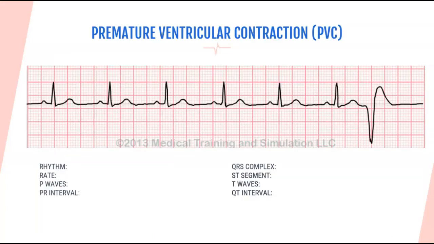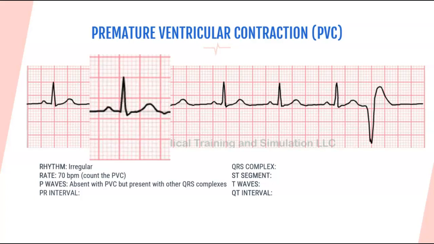Our rhythm for when we have a PVC is regular until we get to that PVC, so it is going to be considered irregular. The rate is going to be 70 beats per minute, and you will count the PVC because it is a ventricular contraction. P waves are going to be absent with the PVC, but they will be present with all the other QRS complexes. Our PR interval is about 0.14 seconds, which is within normal limits for a PR interval.